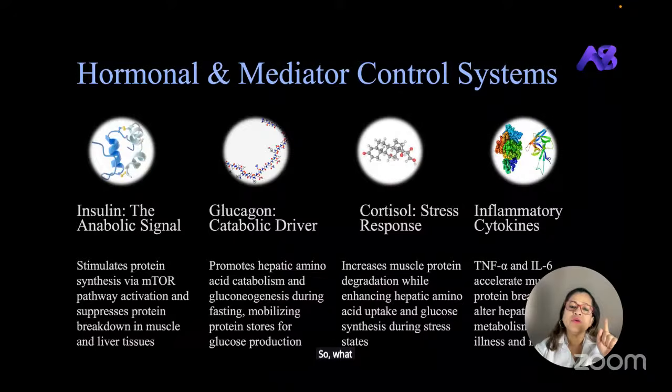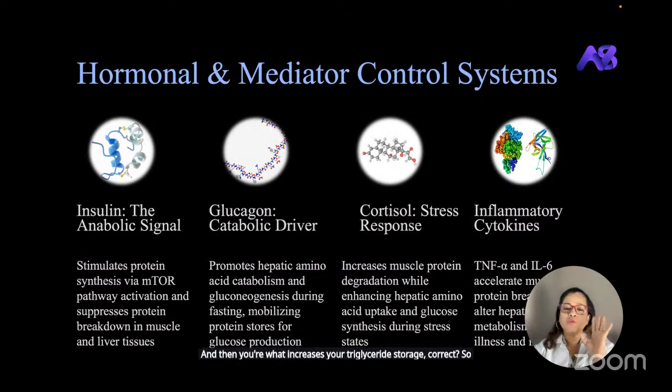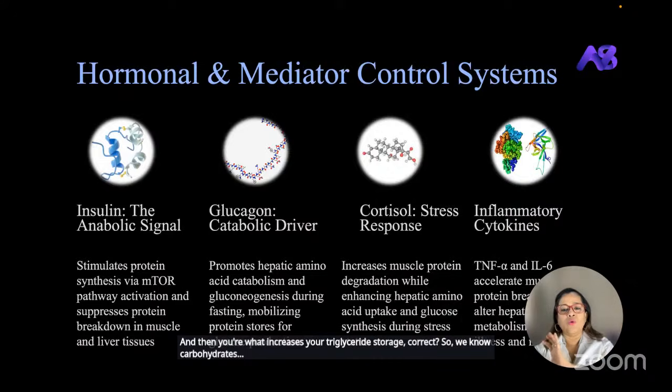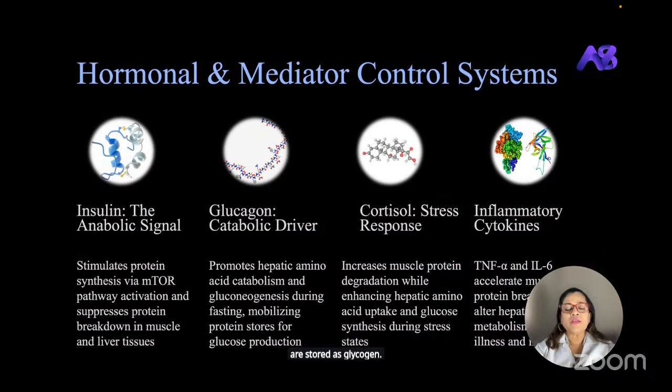It also inhibits gluconeogenesis, and therefore there is a decrease in blood glucose. Now in the protein metabolism, there is increased amino acid uptake, it stimulates protein synthesis, and inhibits proteolysis. There is also fat metabolism happening at the same time. So what happens is it promotes lipogenesis, inhibits lipolysis after you have eaten food, and increases your triglyceride storage, correct? So we know carbohydrates are stored as glycogen. Fat increases triglyceride and lipogenesis.